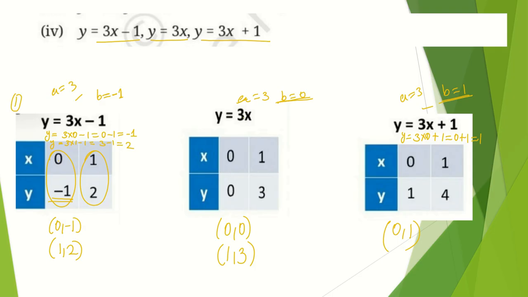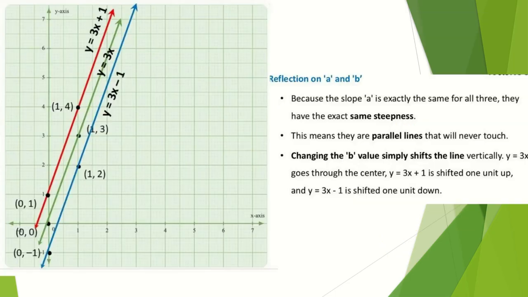Now if x is equal to 1, it will be 3 into 1, that is 3 plus 1, 4. So (0, 1) and (1, 4) are the coordinates. Now what you have to do? You have to take an xy coordinate graph, and plot these points on the graph. Okay, so let us see the graph that we have drawn.